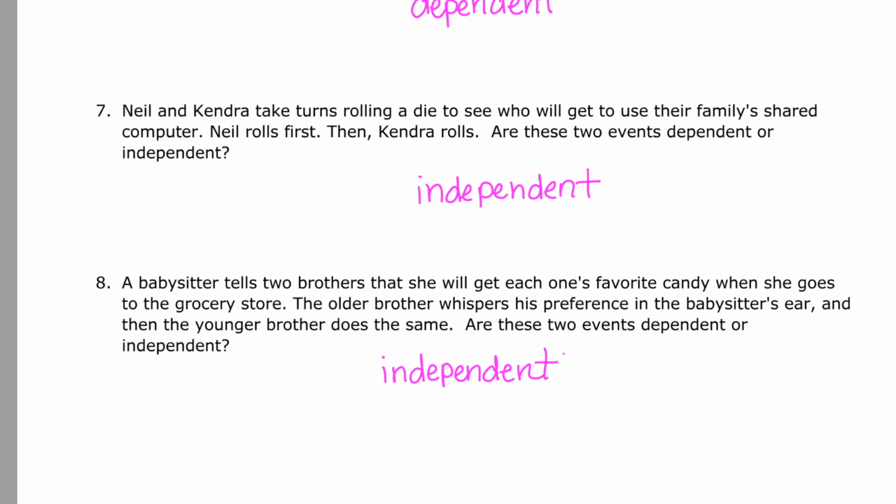Now you should be able to log into IXL and do DD.10.